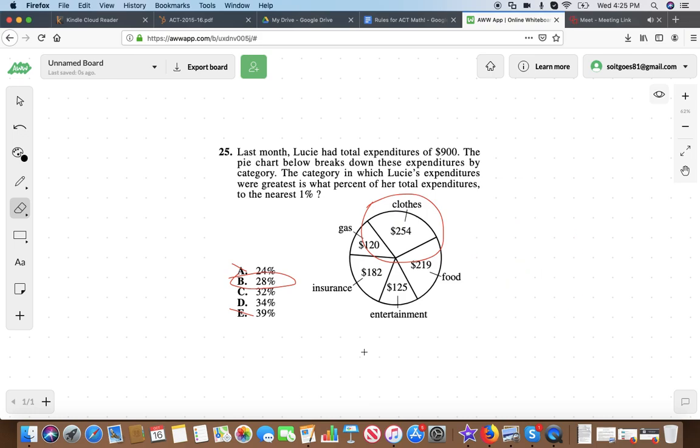So how would we find what percent? It's $254 out of 900 total. How do we find what percent that is? What percent of 900 equals 254? How do you find that? X over 100 times 900 equals 254. Go ahead and set that up. That's not quite how I would do it, but let me see what you're going to do.